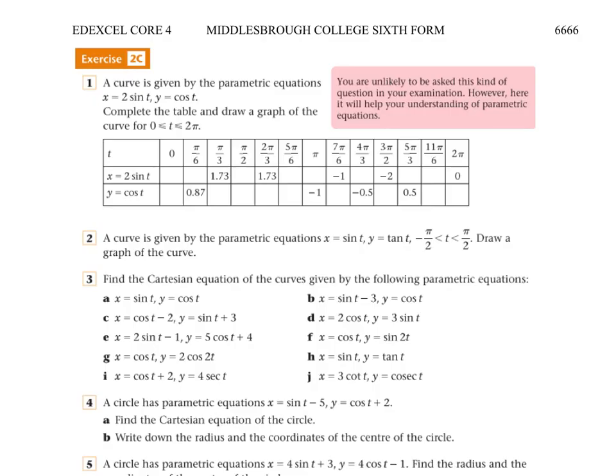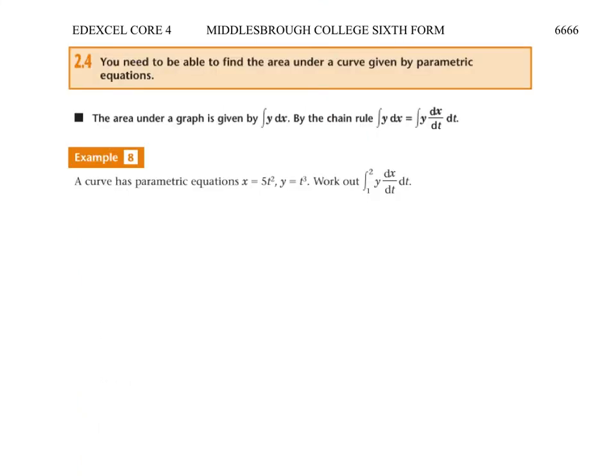Right, the next thing that we're going to do is finding the area under a curve given by parametric equations. As you know, for an area under a curve we need to do some sort of integration. We have a formula here: if x and y are connected by the parameter t, you have to apply the chain rule, which means that we have this formula. It's not given, so you have to memorise and learn that. It crops up quite often in C4.